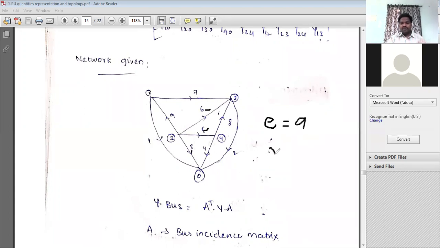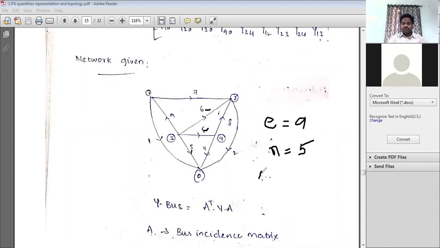How many buses or nodes are there, including the reference node? You should not exclude the reference node while determining the element node incidence matrix. To determine the element node incidence matrix, you must consider that zeroth node, or reference node, also. So including 0, you have a total of 5 nodes.